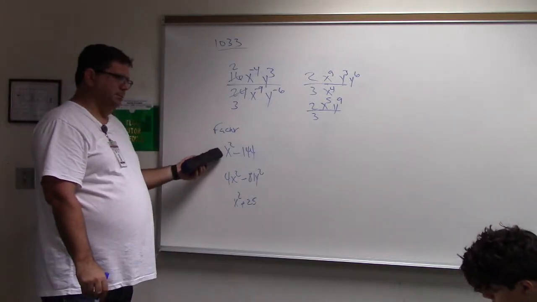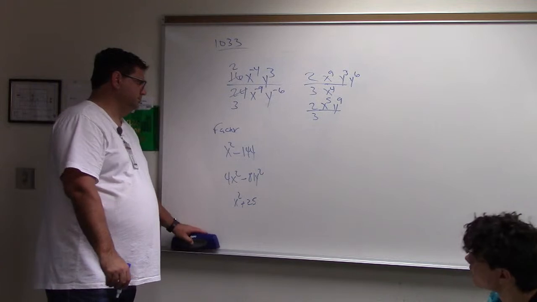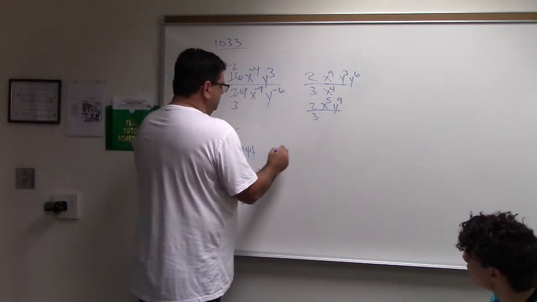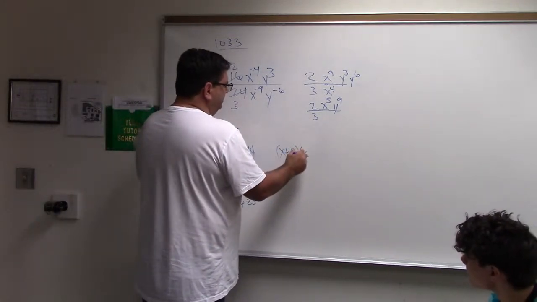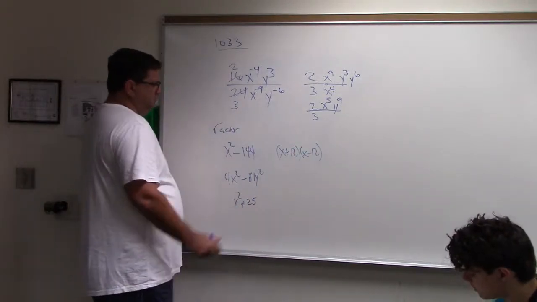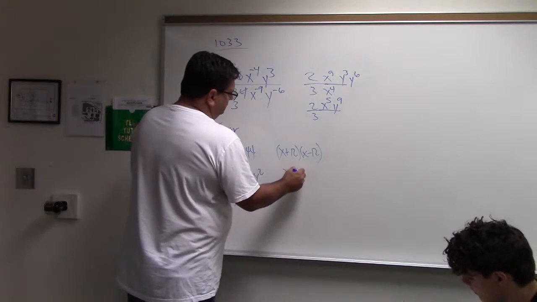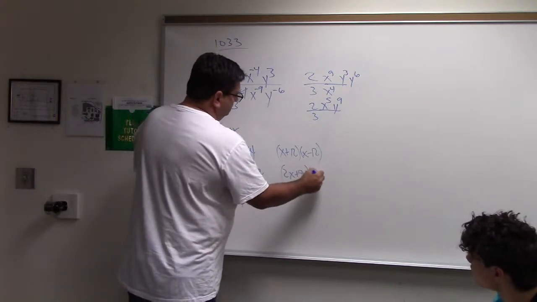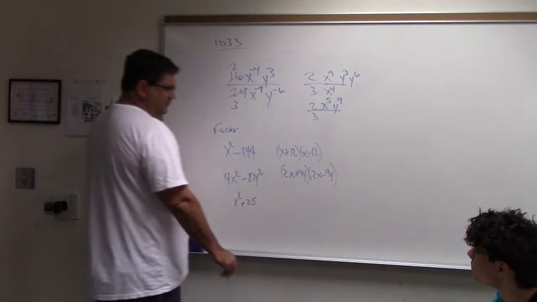All right, what we got here? X plus 12 and x minus 12. All right, next one. 2x plus 9y and then 2x minus 9y. Next one. Prime.